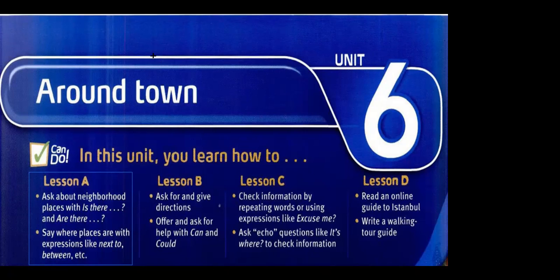Okay, in this unit, we are going to see go around. When you go around town or city, town or city could be used as a synonym. For example, Acapulco could be named a town or city, either way.